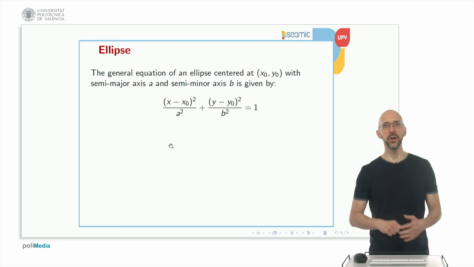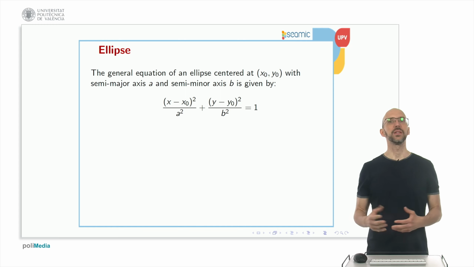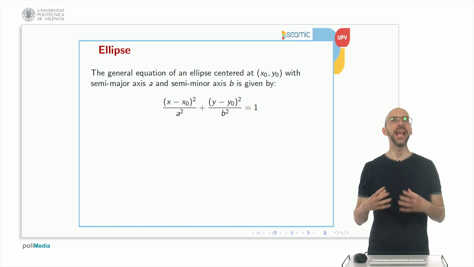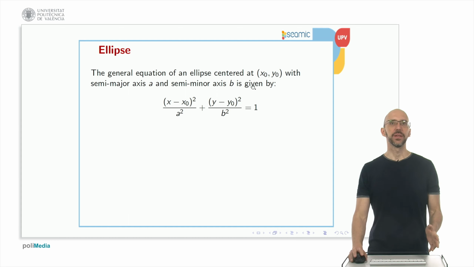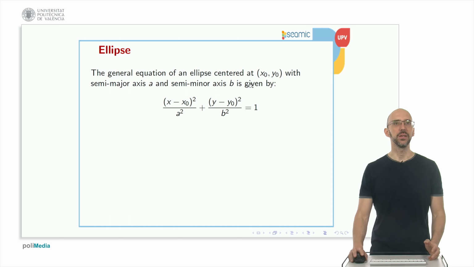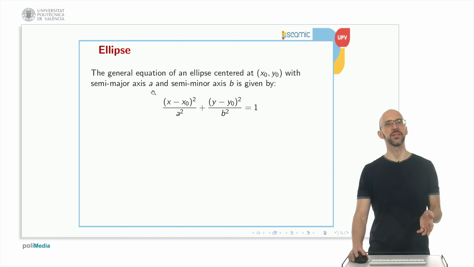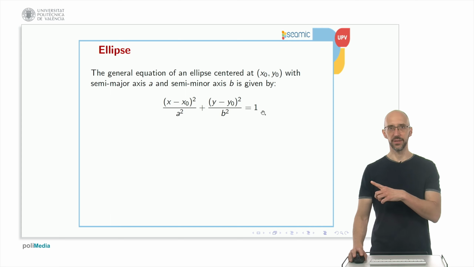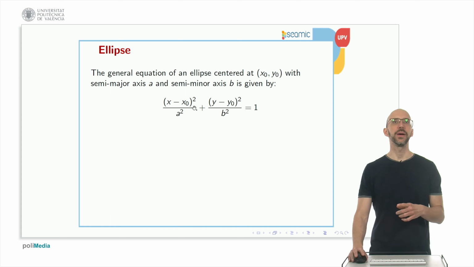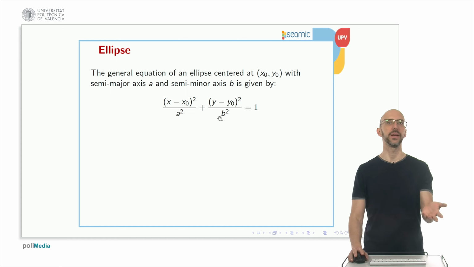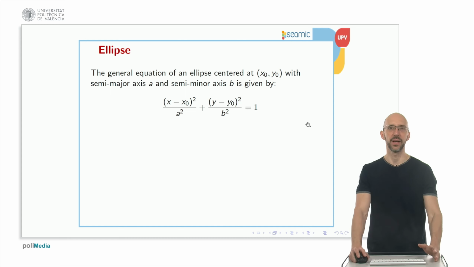Okay? Another example. Very close to this circumference equation, we have the ellipse. The general equation of an ellipse centered at the point x0, y0, and with the major semi-axis A and semi-minor axis B is written like this. It's always equal to 1, don't change this number, and x minus x0 squared is divided by the major semi-axis squared, and y minus y0 squared is divided by the semi-minor axis squared. Okay?